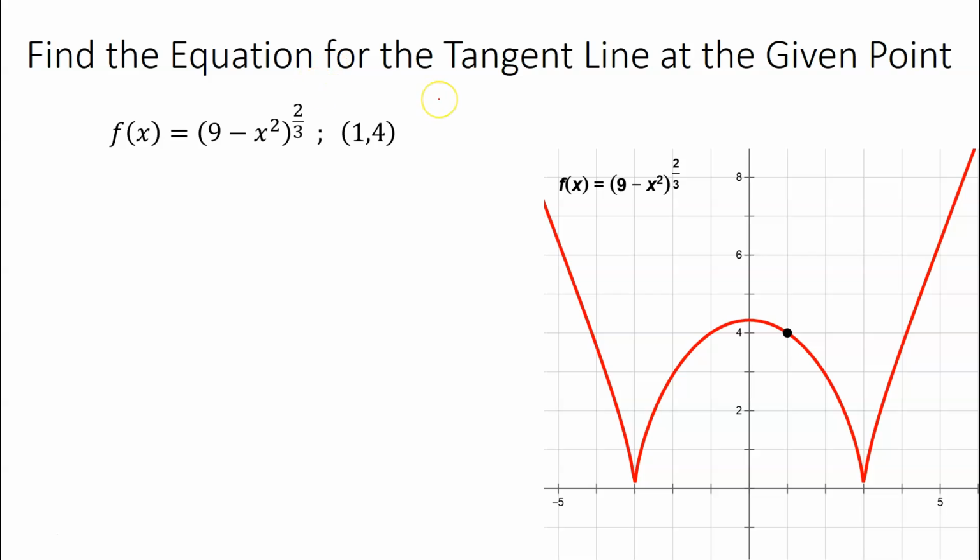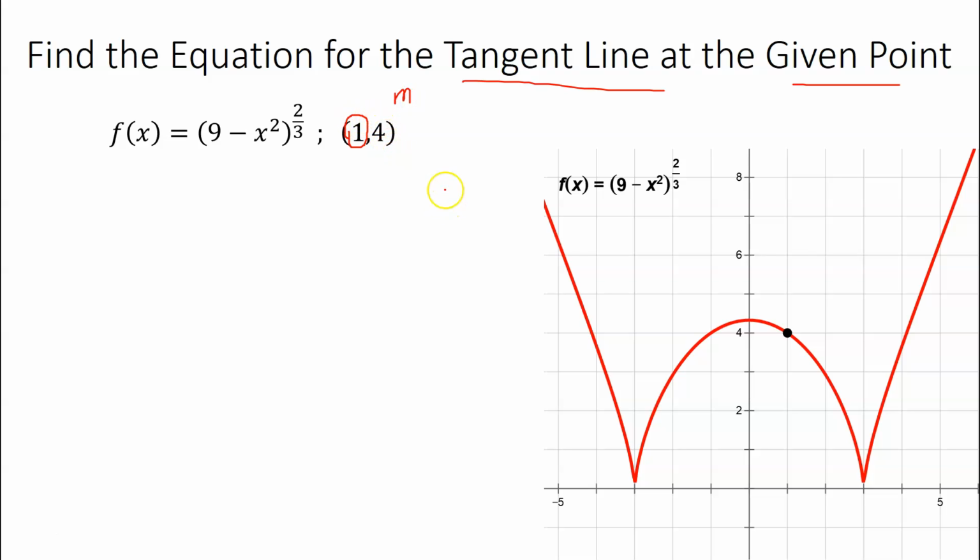Here, my calculator won't necessarily do this for you. I want to find the equation for a tangent line, so I've got to write an equation at the given point. What you could do with your calculator is put this in. When x is 1, it'll tell you what the slope is there. And then you'd have your slope, and you've got your x1, you've got your y1.